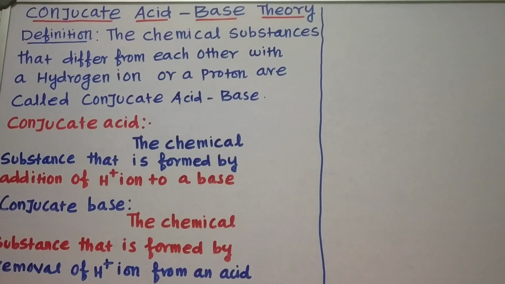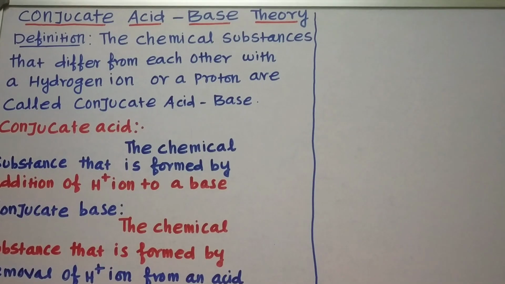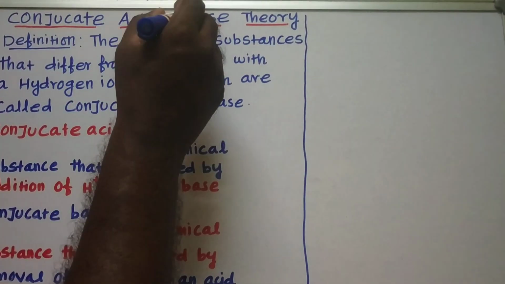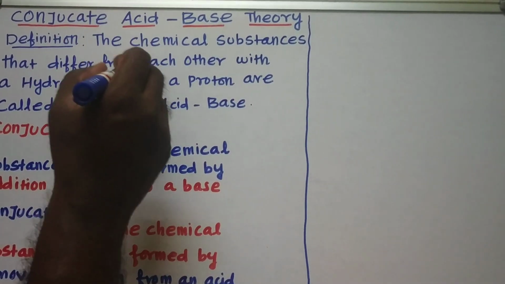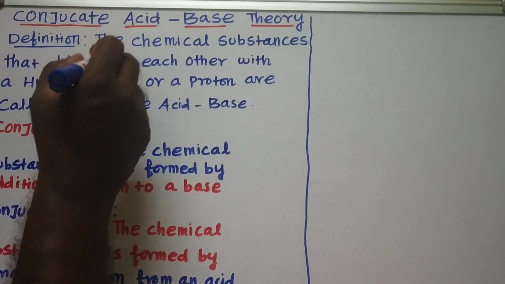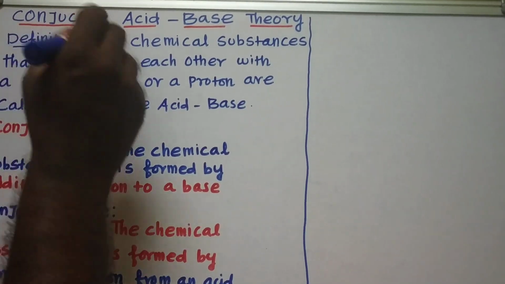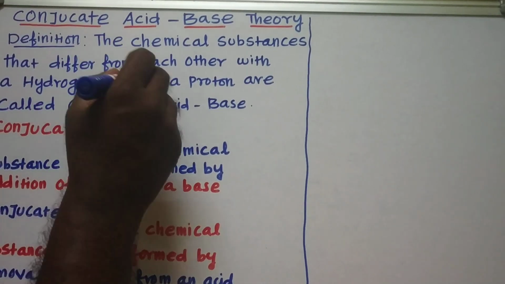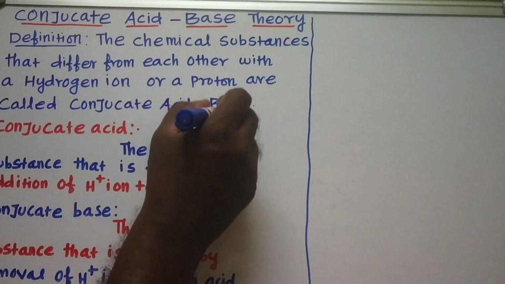Good morning students. Today we are going to discuss an important theory in chemistry, that is the conjugate acid base theory. First of all, we are going to see the definition of conjugate acid and base. The chemical substances that differ from each other by a hydrogen ion or a proton are called a conjugate acid base pair.